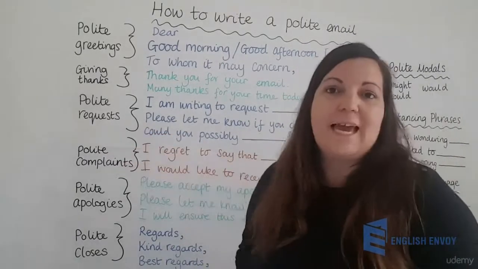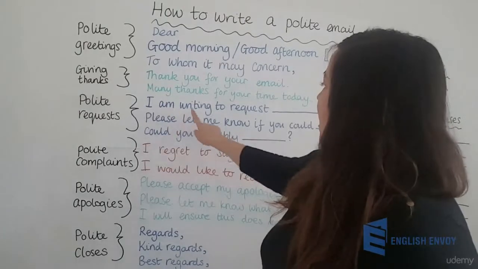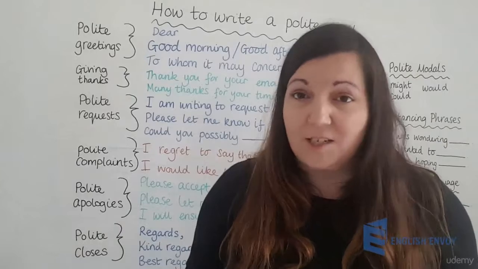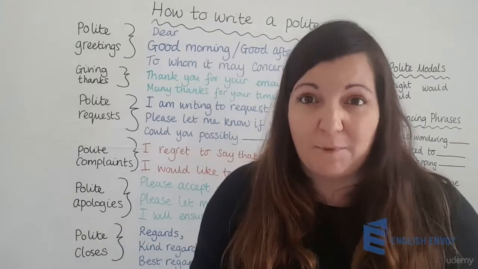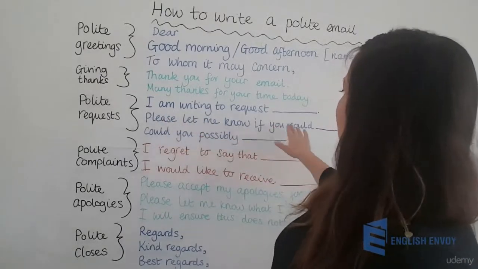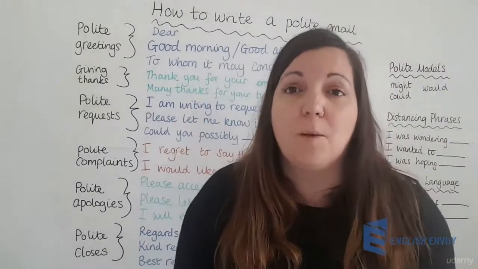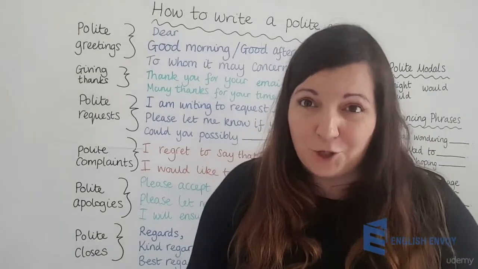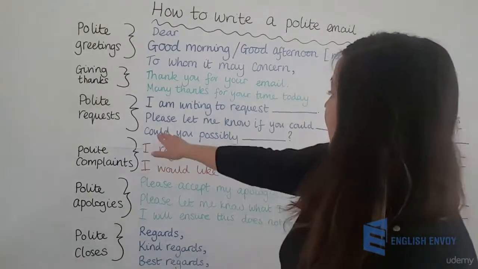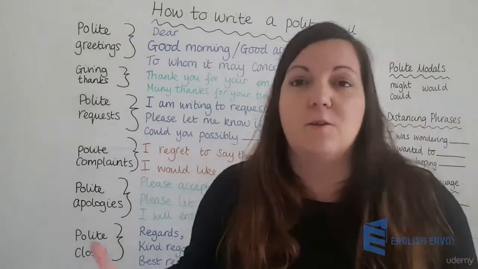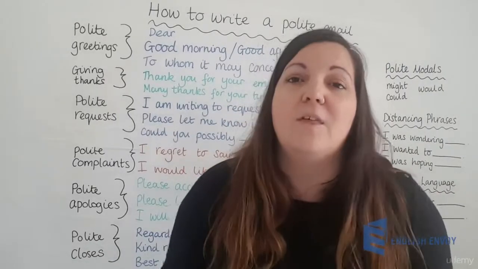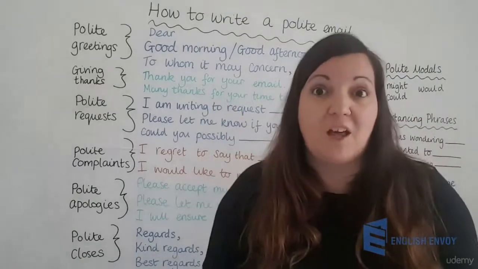So if you were making a request, you might say, I am writing to request. So for example, I am writing to request some extra time for my homework. You might say, please let me know if you could. For example, please let me know if you could extend the deadline for my assignment. Or you might say, could you possibly? So for example, could you possibly extend the deadline for me? Those are all examples of how you can start off your polite requests.